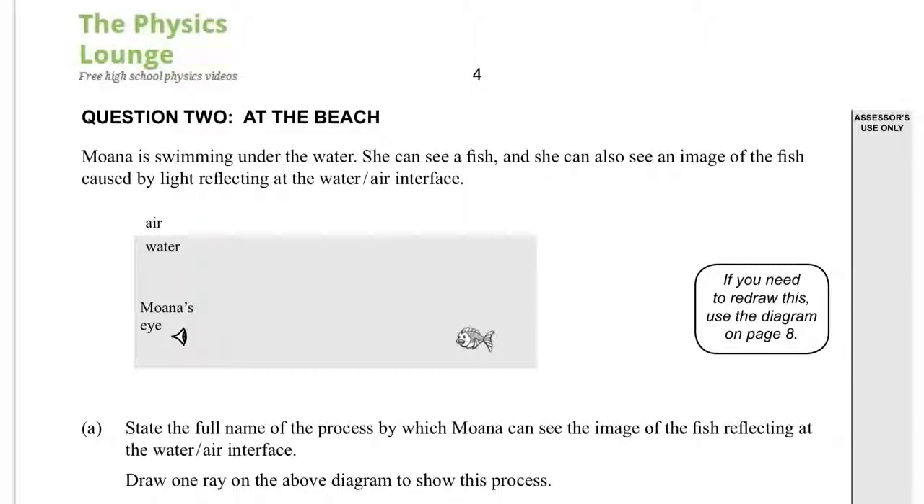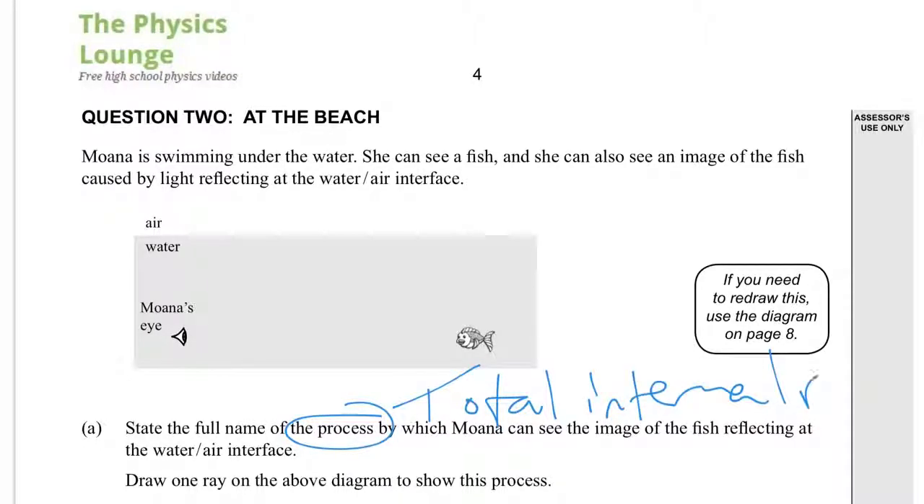A, state the full name of the process by which Moana can see the image of the fish reflecting at the water-air interface. Draw one ray on the above diagram to show this process. So this is a bit of a gimme question really. This is the full name of the process. It's not just reflection, it's total internal reflection. Okay, and one ray, you'd be safe to draw the normal.